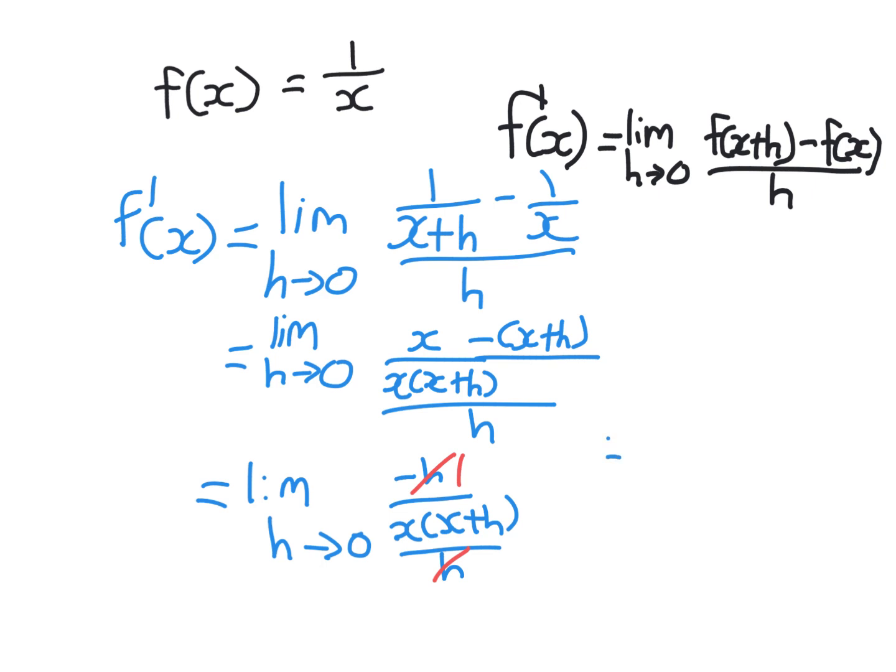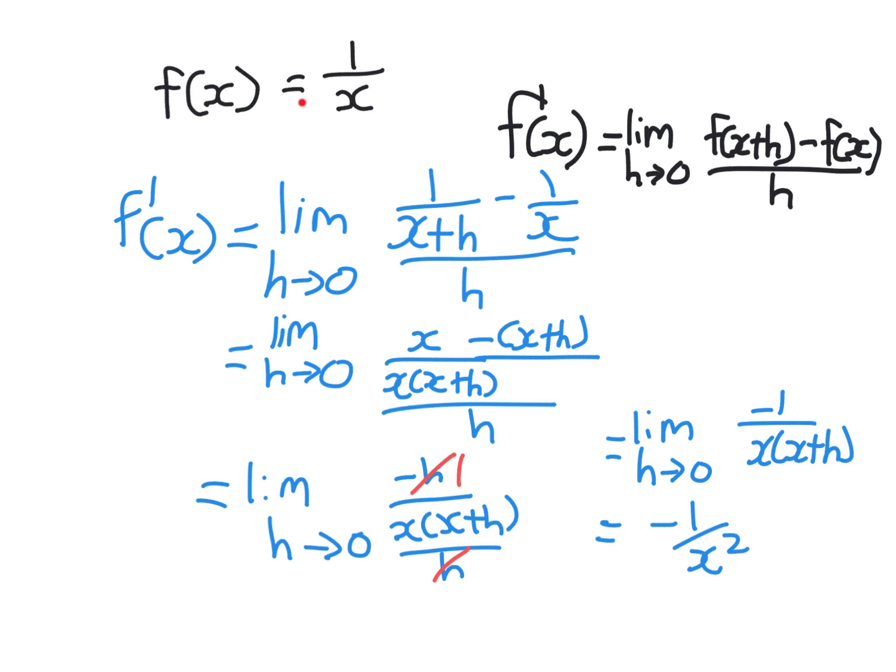So now I have a situation where I'm taking the limit as h approaches 0 of -1 over x times (x+h). I can substitute h for 0 here because that means the bottom will just become x times x, or x squared. So the final answer is negative 1 over x squared. That is the gradient function of this function here. So if I want to know the gradient of the tangent to this curve at any point, I just substitute the x value of that point into here, and that number will be the gradient of the tangent.